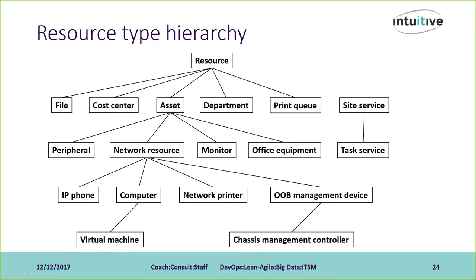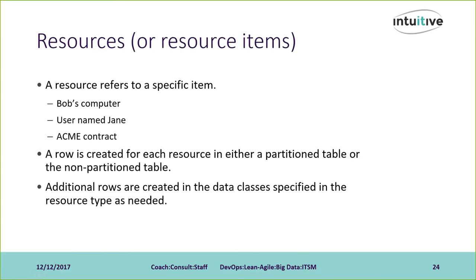Okay, next up is resources themselves. If you think of a resource type as being a template, when you fill out the template with information and save it, it becomes a resource. Sometimes the term resource item is used also to distinguish it from the resource type itself. While a resource type refers to a category of items, a resource refers to a specific item. For example, Bob's computer, the color printer in the sales office, a user named Jane, or the Acme contract are all examples of a specific resource item.